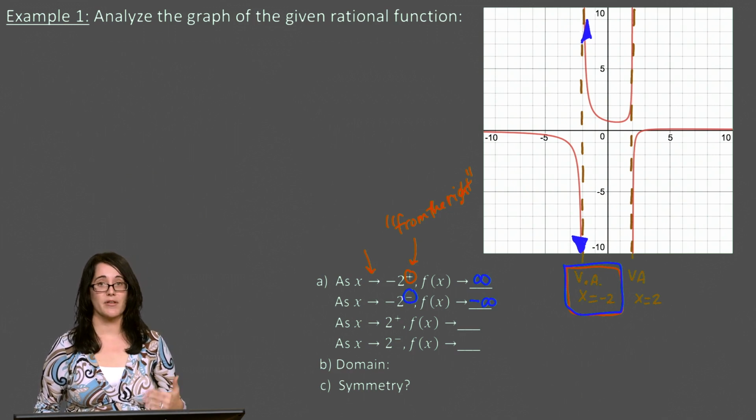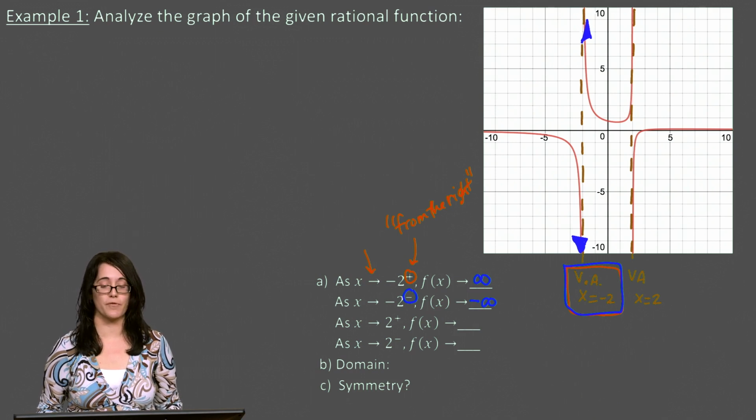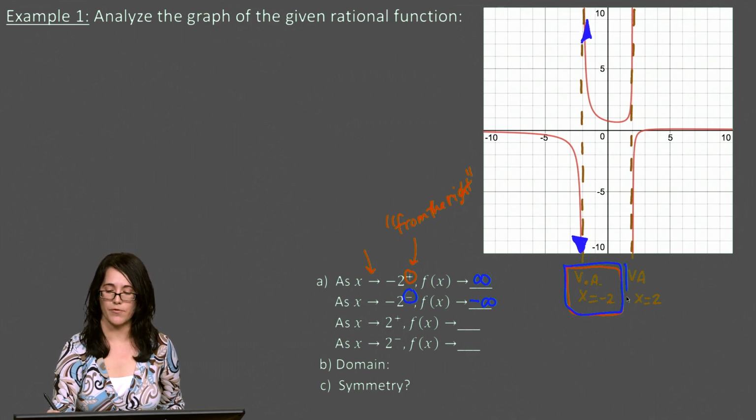Again, feel free to pause the video and see how much of these you can do on your own. All right. As x approaches 2 from the right, f of x approaches what? Well, 2 would be this vertical asymptote.